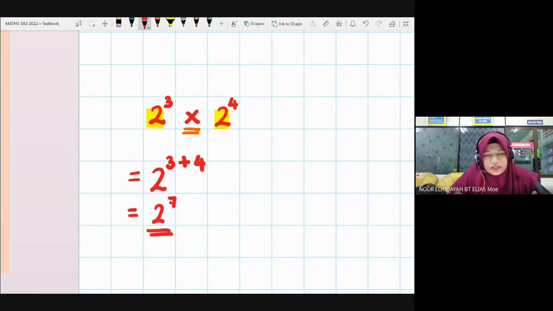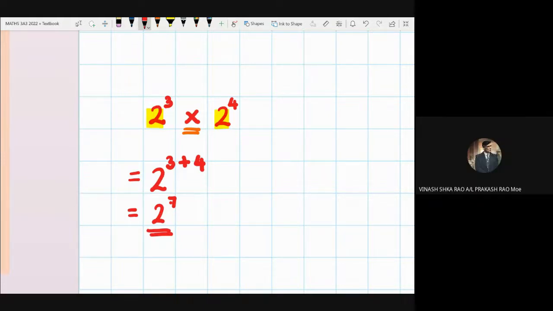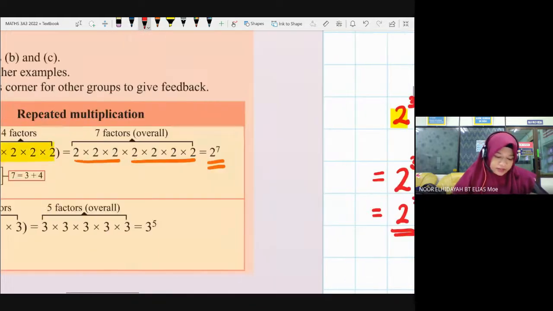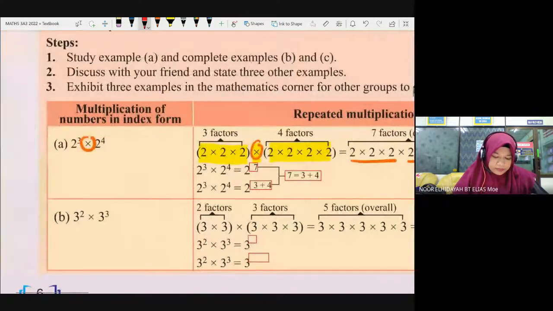Okay, you get it? Get it, teacher. Yes. Okay, good. This one is the first law of indices. Kalau base sama dan melibatkan operation multiply, so you have to add the index. Okay, alright. Look at another example.